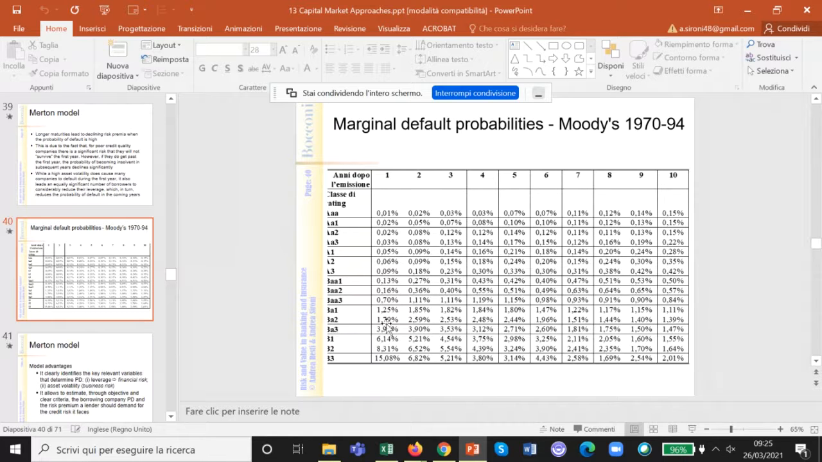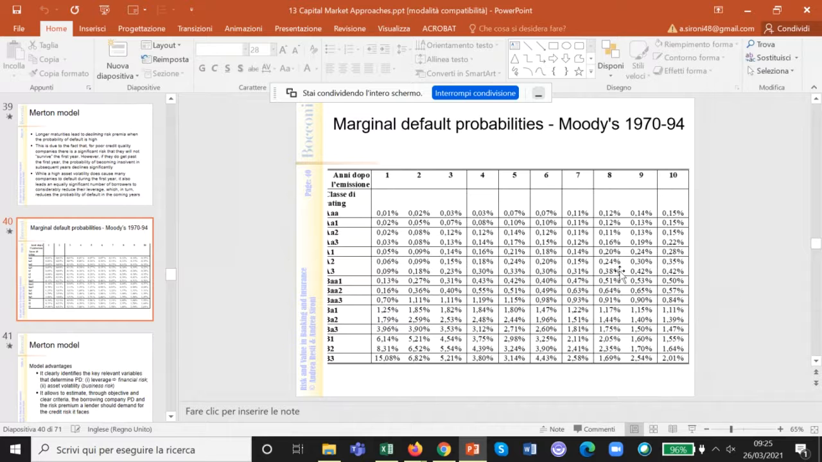If you look at bad quality borrowers, in the bottom part of the table, it's exactly the opposite behavior. The marginal default probabilities are decreasing with time. That's because those bad quality borrowers have a much higher probability of defaulting in the first one, two, three years. But if they do not default and survive, they typically get upgraded, and then their probability of default in the future years actually decreases.